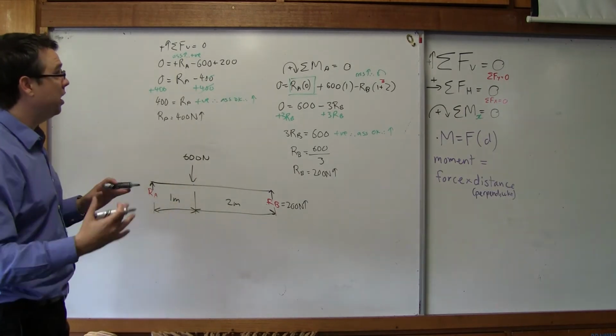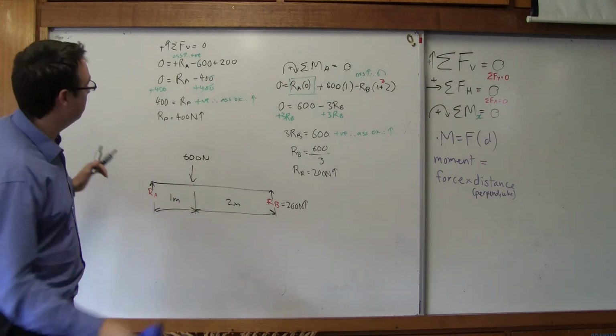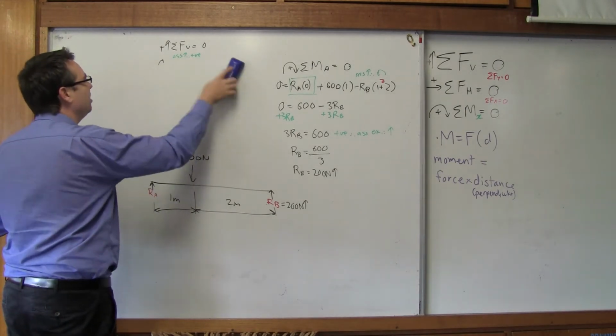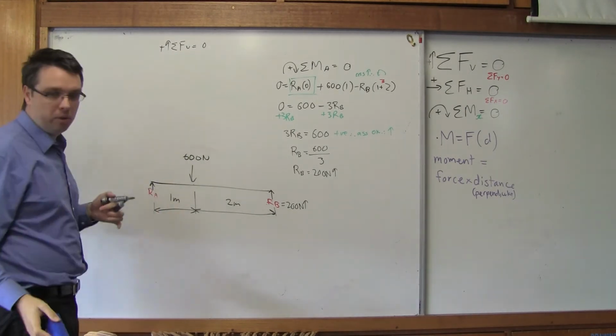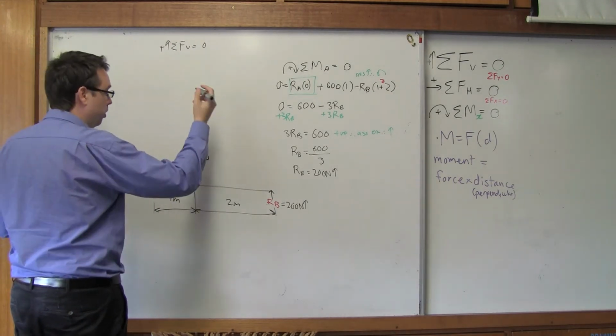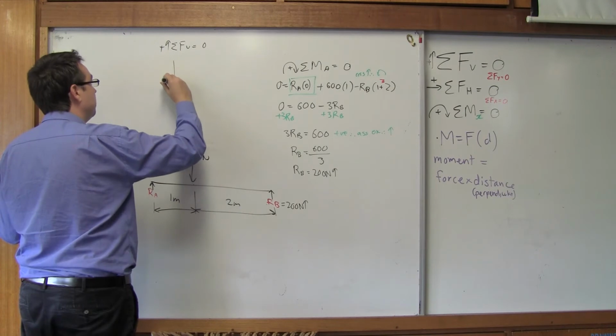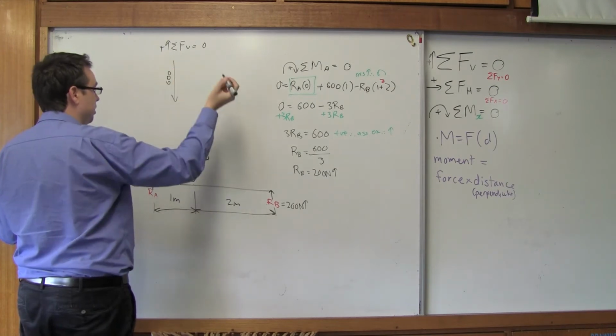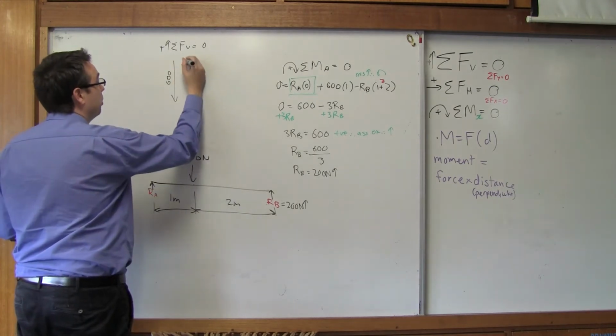Another way that's even faster is to take all of this writing that I just did. It doesn't need to be 4 lines, but I write it that way because I want to be really detailed. Typically I just look at what all my down forces are. I've got 600 down. What have I got going up? I've got 200 up.